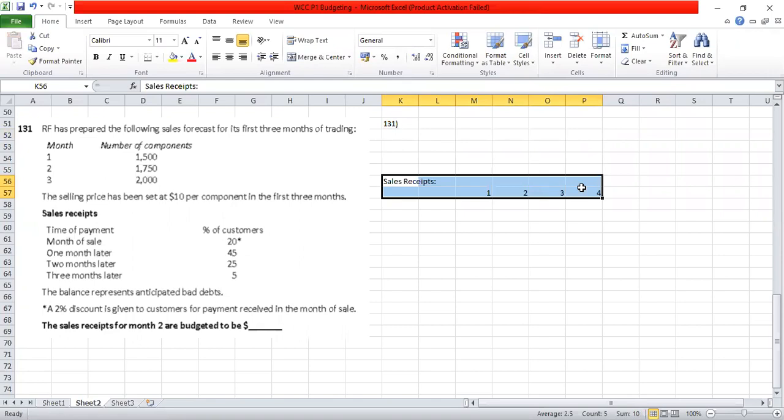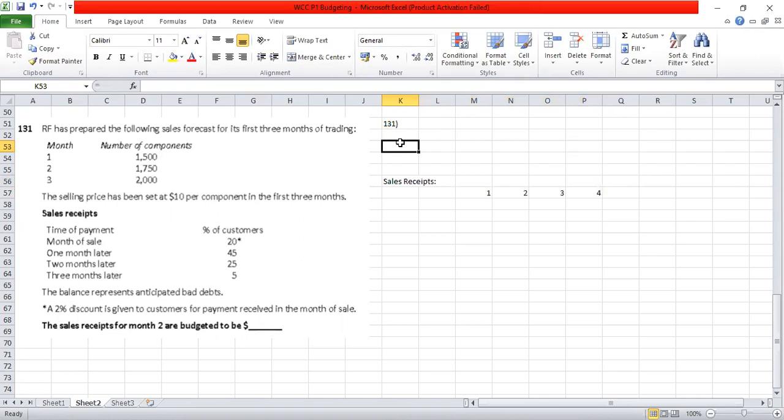The number of components which are sold in the first month, second month, third month, we have 1,500, 1,750, and then 2,000. They are sold at a price of 10 per component in the first 3 months. So let's calculate what is the sale value of the components. So for the first month, then second month, then third month. So it is simple, it is equal to 1,500 into 10.